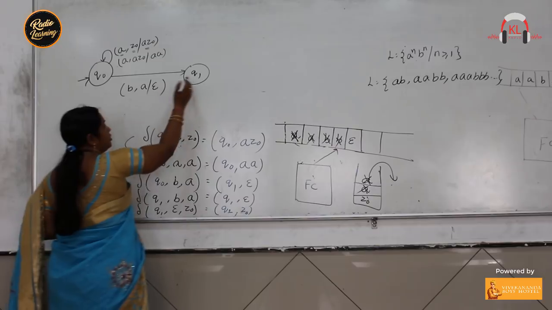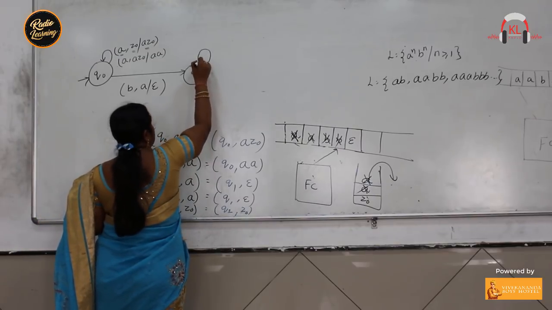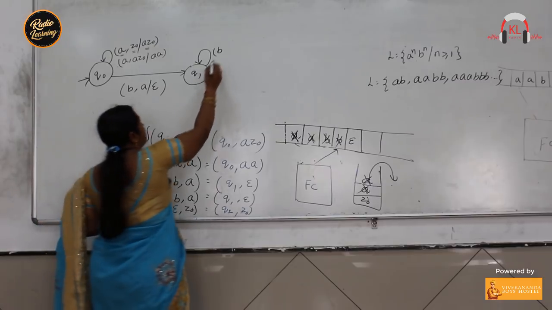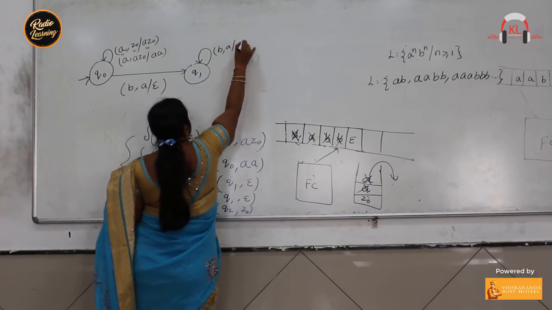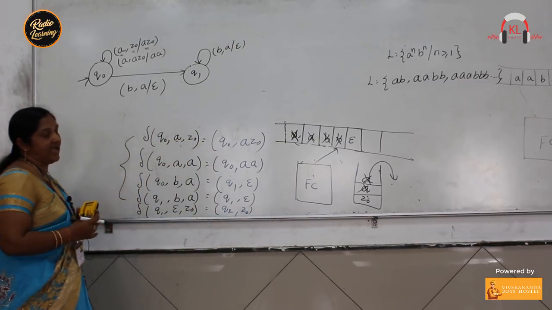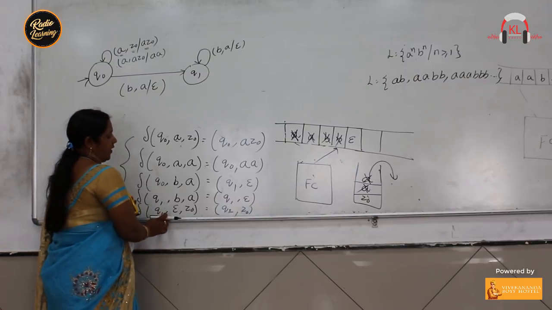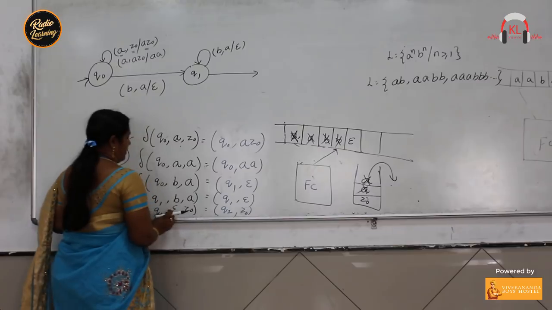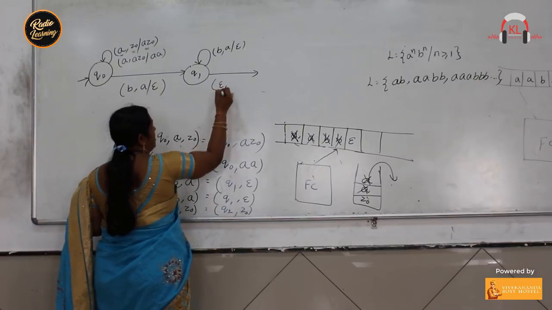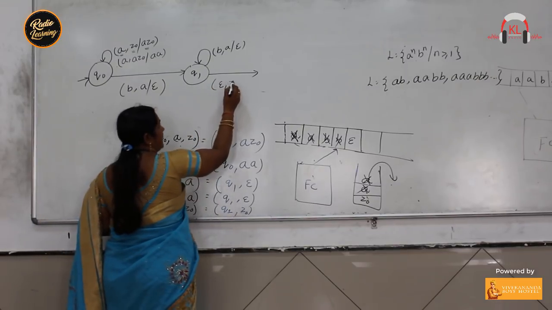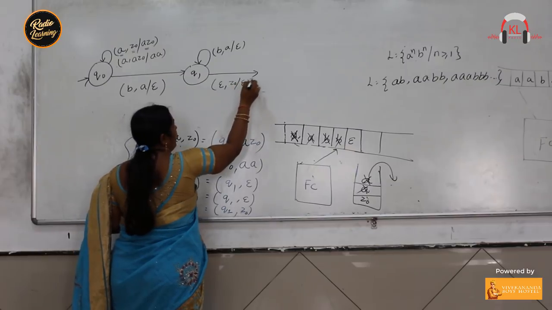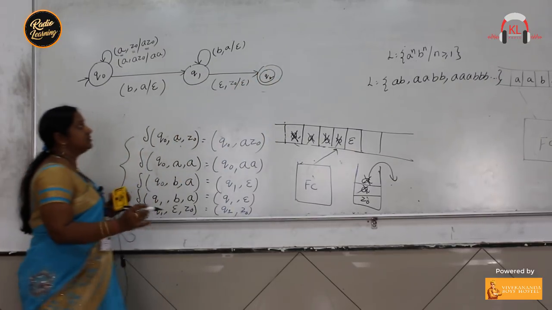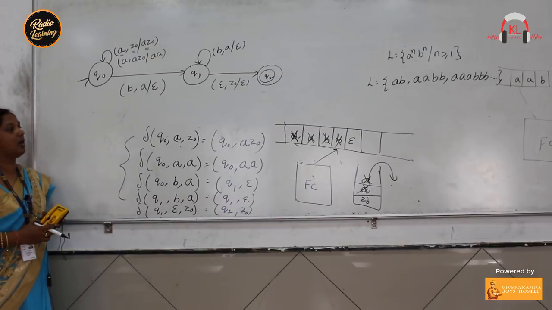Now I'm in Q1, and after reading the input symbol B, and the top of the stack is A, I'm just popping that element from the stack. Okay, now I'm in Q1. When I'm moving to Q2, whenever you are reading the input symbol epsilon and the top of the stack is Z0, then you are popping and you are moving to the final state Q2. This is the representation of pushdown automata.